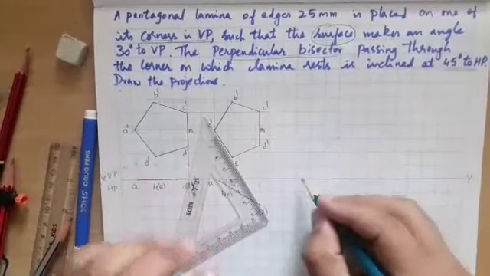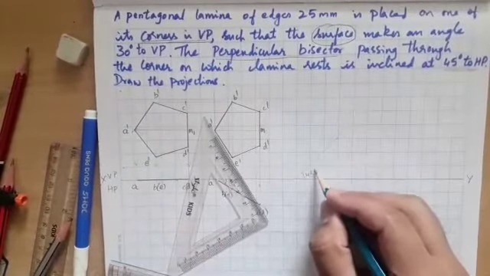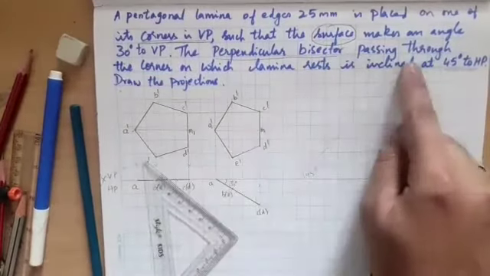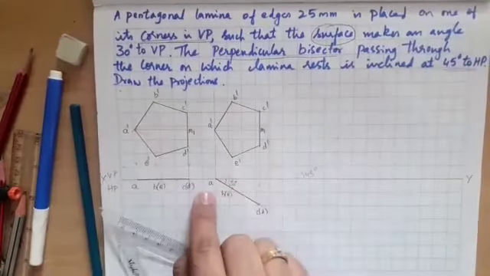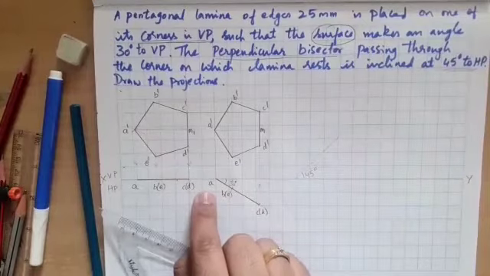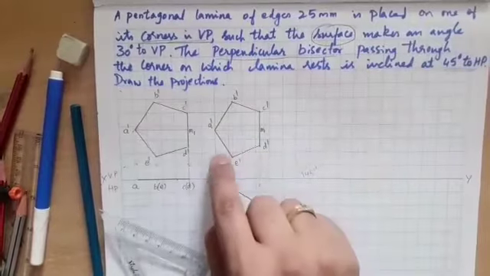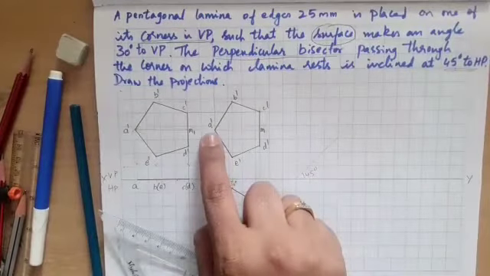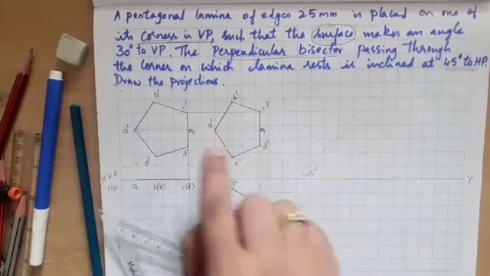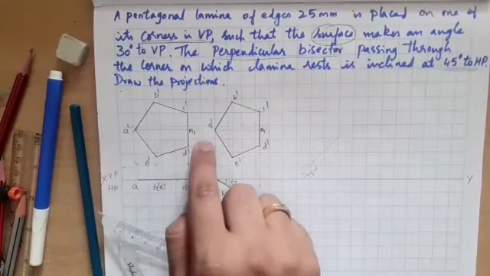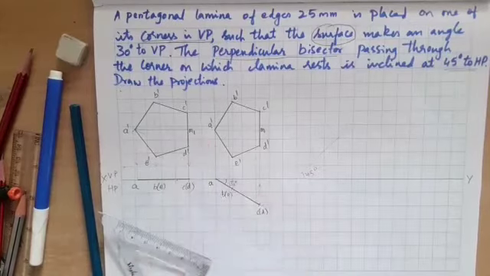I have drawn a 45-degree line. On this 45-degree line, the perpendicular bisector passing through the corner on which the lamina is resting is A dash M, or A dash M1. I have drawn it to identify the true length of the perpendicular bisector.